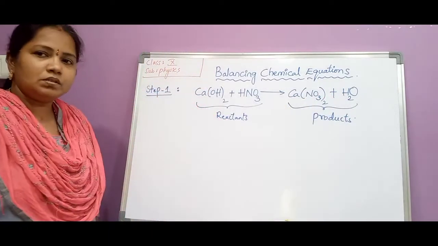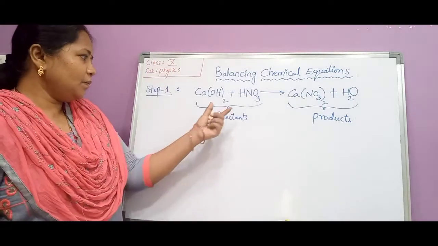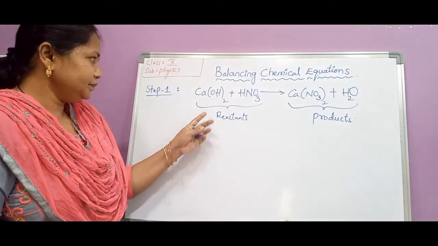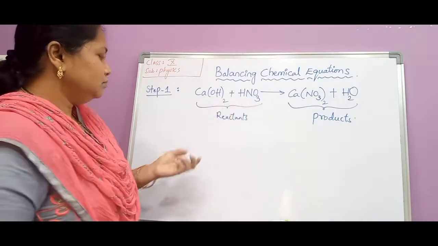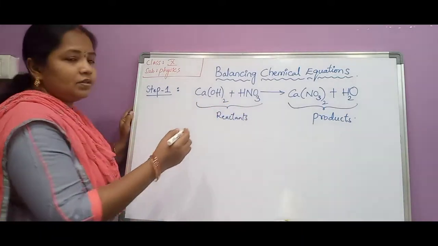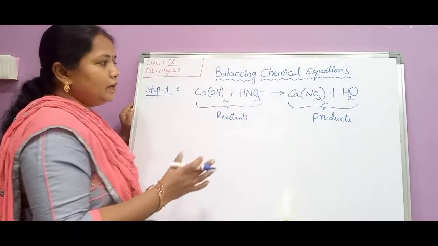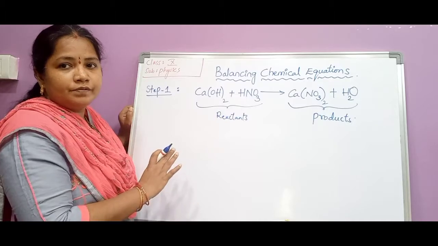In step 1, always remember children, we need to write the correct formulas of the reactants and products. While writing the formula, if we make any mistake in the number of atoms or anything, then it will be very difficult for us to balance the equation. Remember that the formula should be correct. And here one more thing is that polyatomic ions are involved in these formulas.